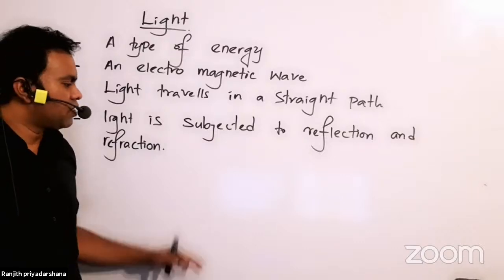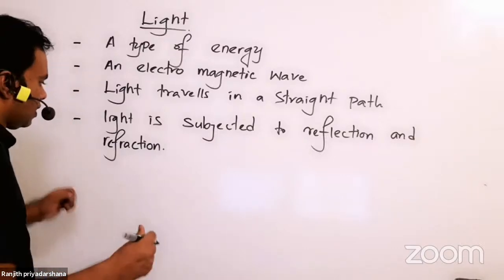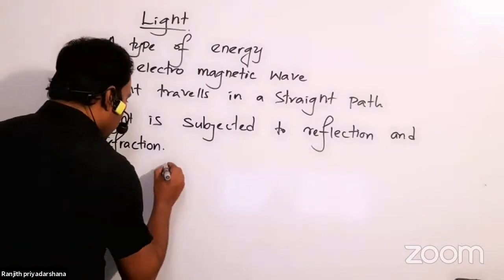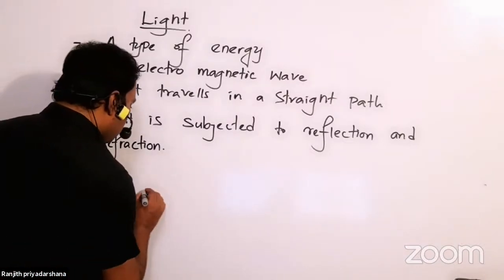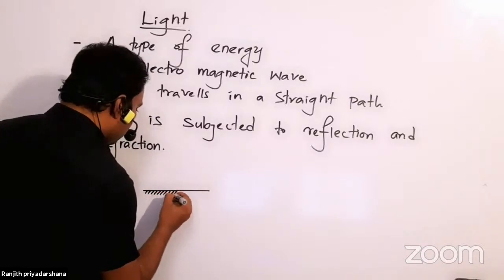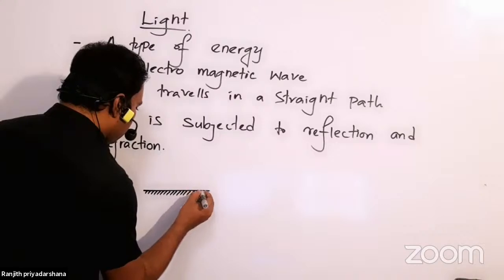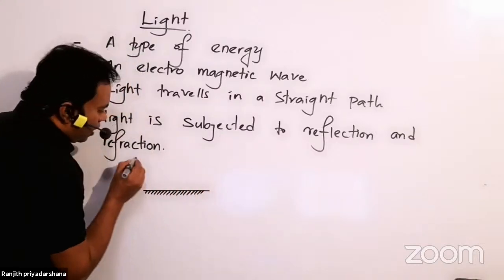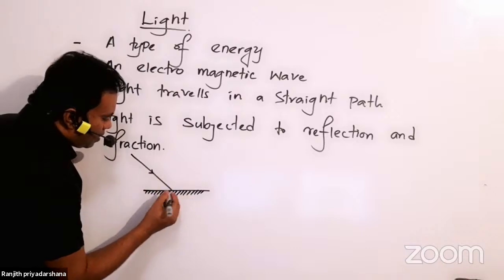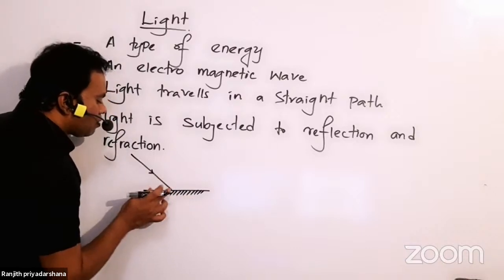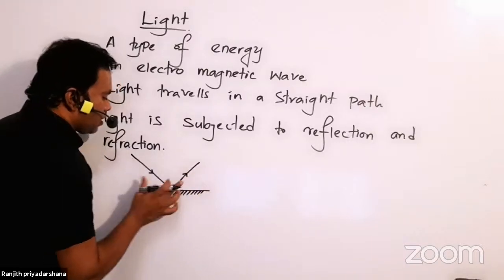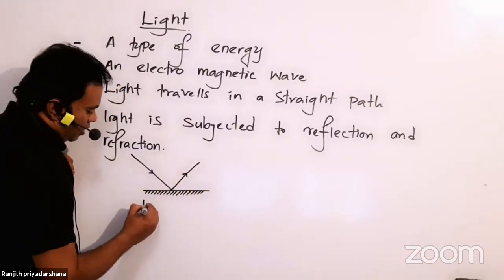Let's demonstrate reflection and refraction with two small diagrams. So here's a glossy surface that acts as a plane mirror. Here's a light ray that's coming towards this mirror surface. What happens after striking this? It starts to reflect. So this is what? Reflection.